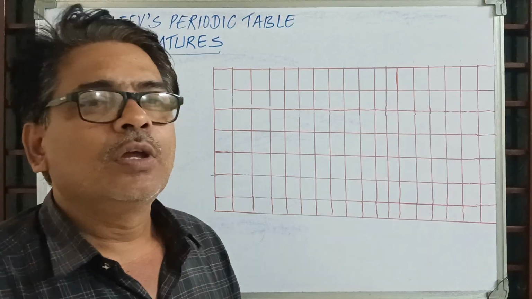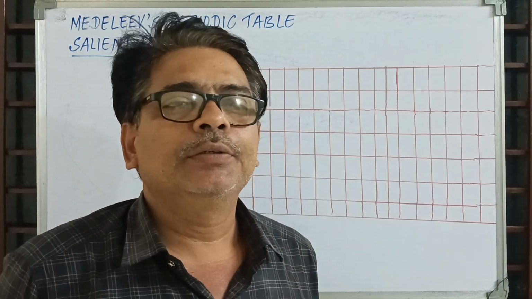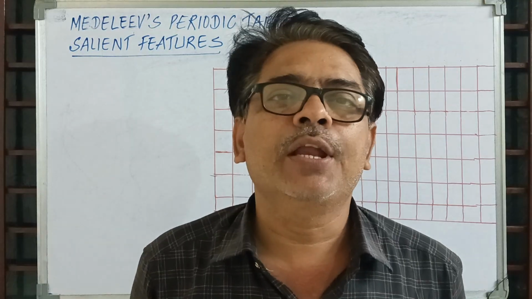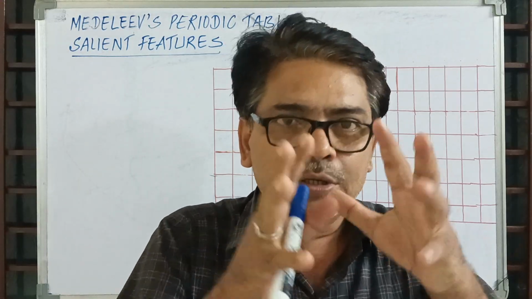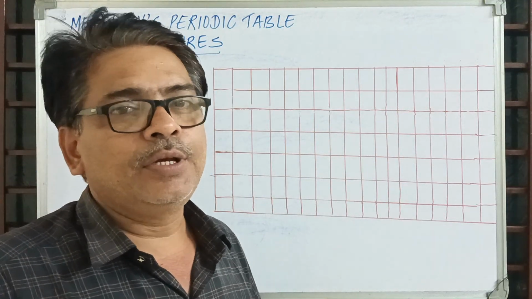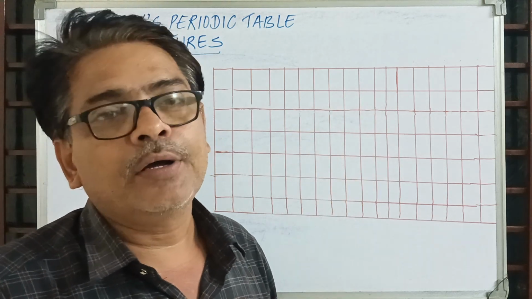Today's class, we will see salient features of the Mendeleev Periodic Table. As you know, Mendeleev proposed this table in the year 1869. He had only 63 elements and he classified them into a table. What you see on the board is a sketch of the modern periodic table designed by Moseley, and this is according to atomic number.